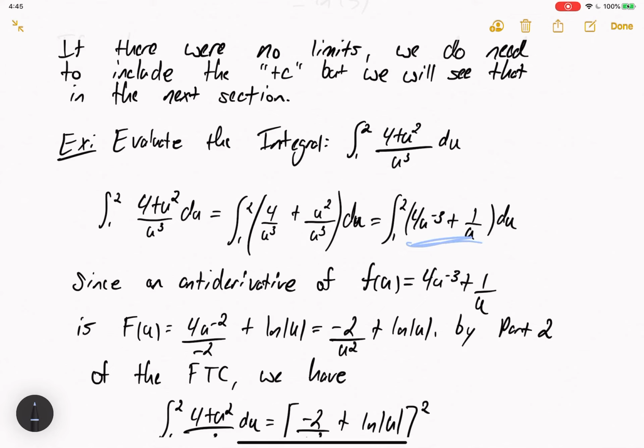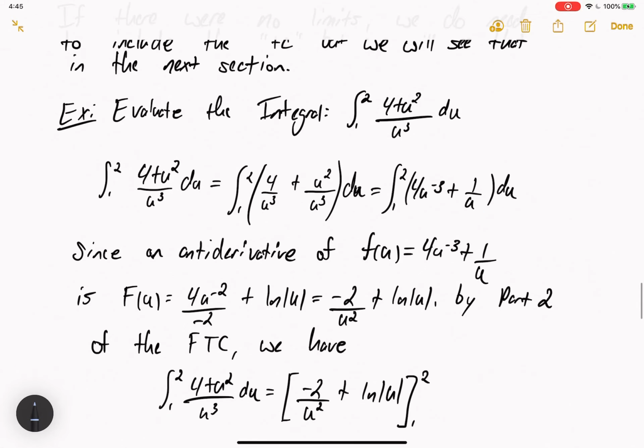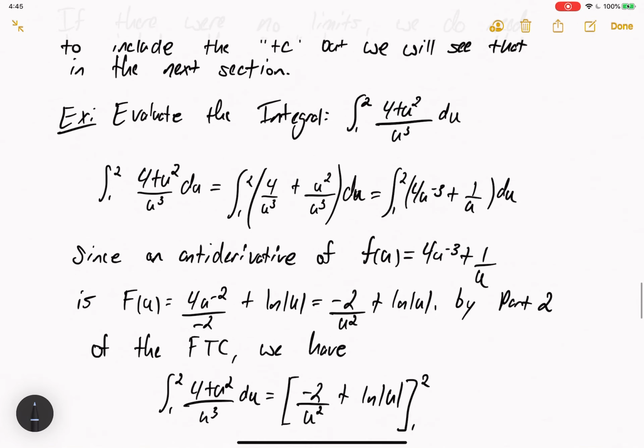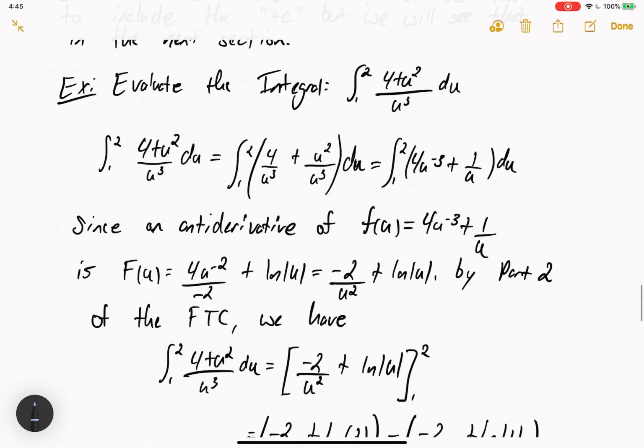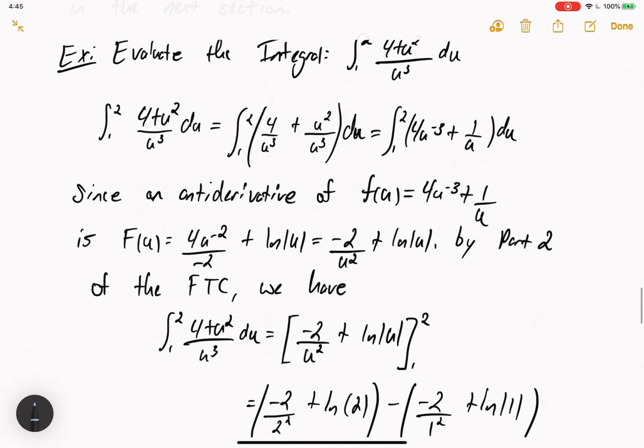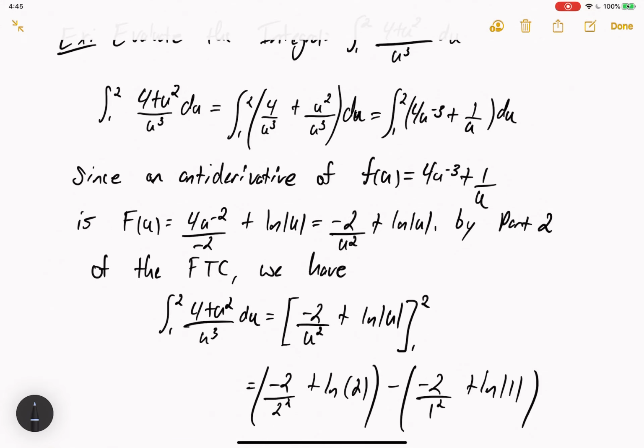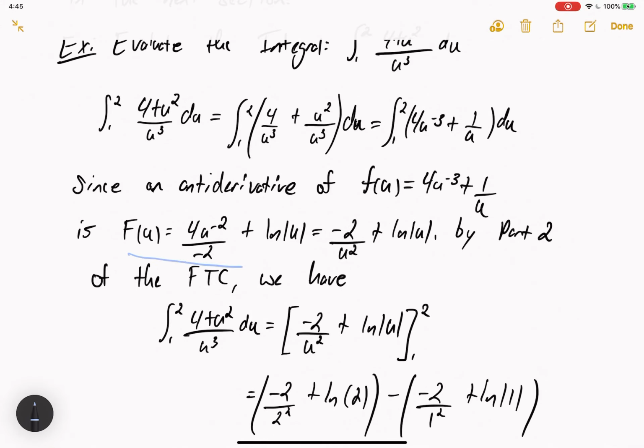We rewrote it to be a bit nicer: 4u to the negative 3 plus 1 over u, because u squared divided by u cubed is just 1 over u. And now we have to find an antiderivative. So our integrand is f of u equals 4u to the negative 3 plus 1 over u, and we need an antiderivative of it.